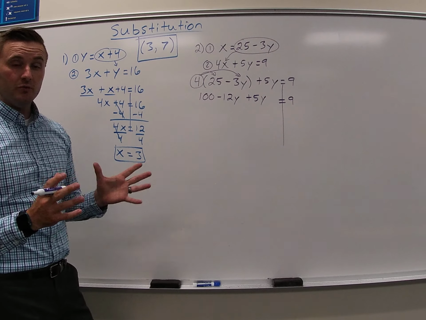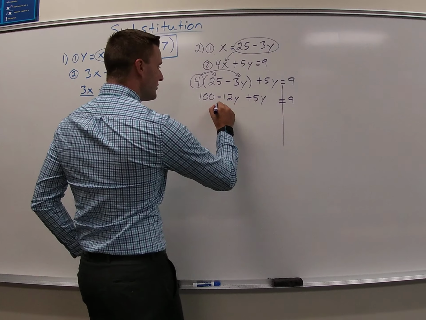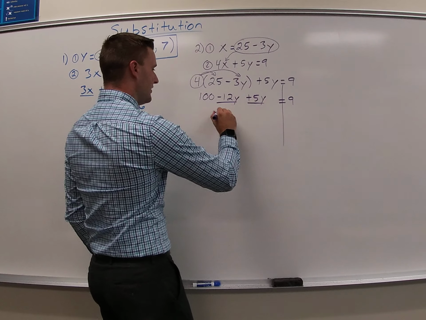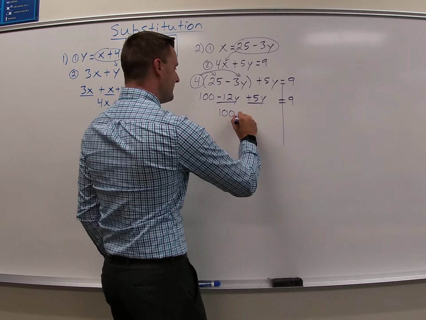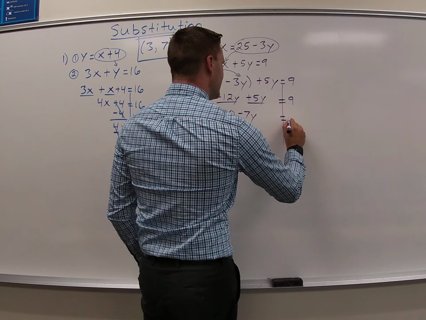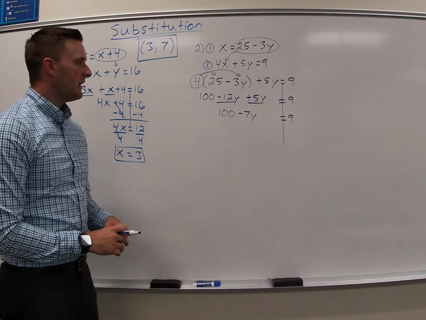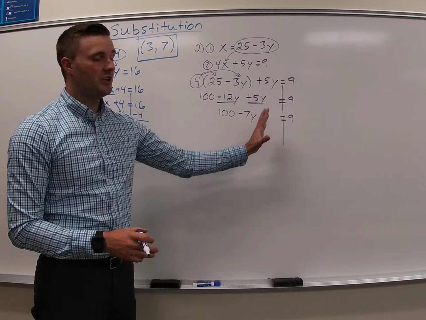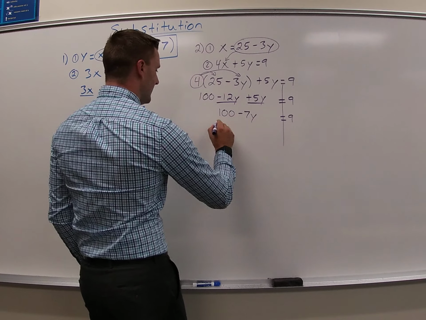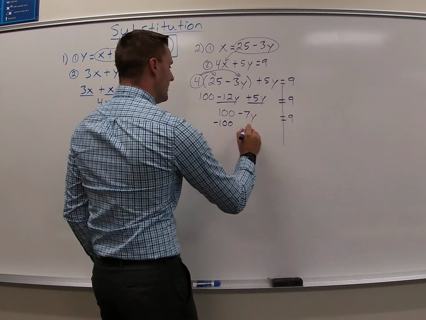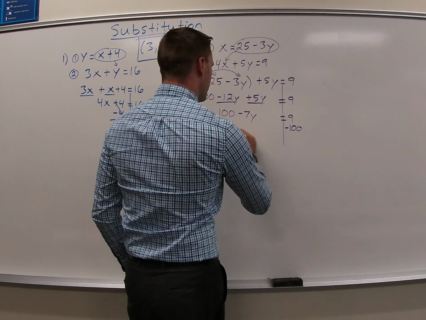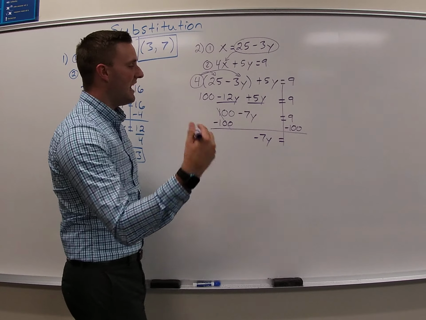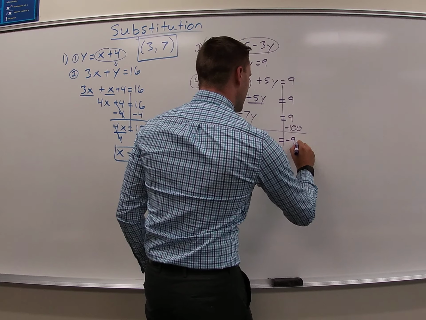Now, after we distribute, we want to look for like terms. I have a negative 12y and a positive 5y. When I combine those, I still have a positive 100. Negative 12 plus 5 gives me a negative 7y, and this is equal to 9. Two steps left. I need to get rid of this 100 to get y by itself. When I move a positive 100 to the other side, I do that by subtracting. So I'm going to subtract 100 from both sides of my equation. I'm left with a negative 7y, and 9 minus 100 gives me a negative 91.